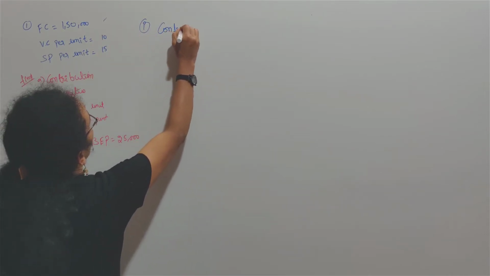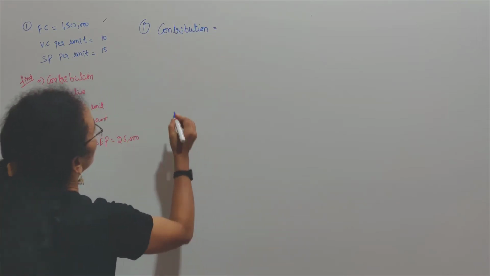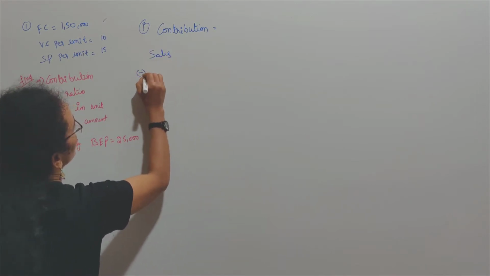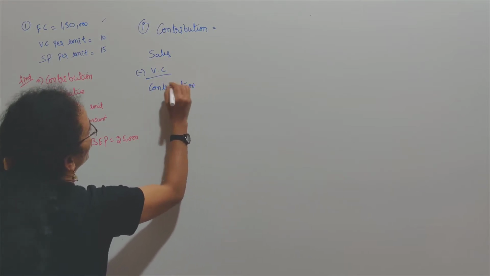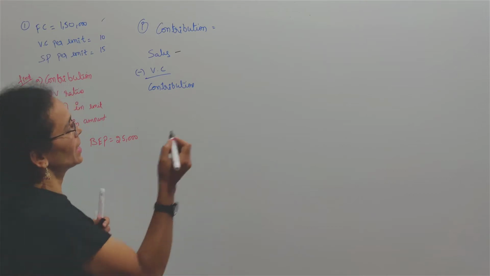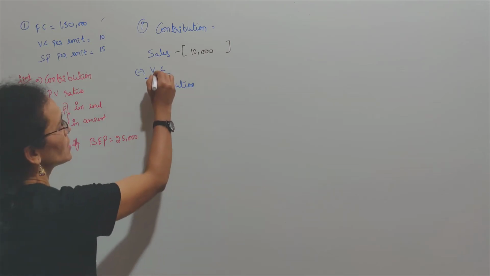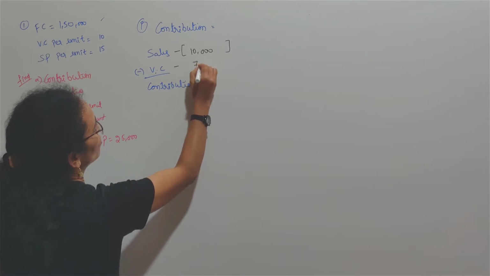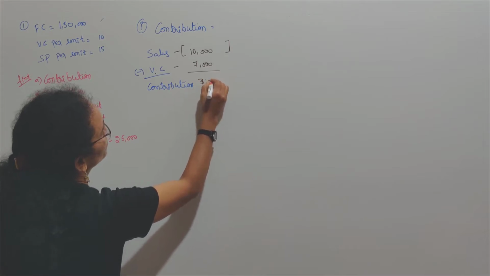First one is contribution. Let's understand the concept first. Sales minus variable cost is contribution. Sales is the amount you recover by selling the product. Take the example, sale amount is 10,000 rupees, and variable cost is the cost you have incurred to manufacture one pen, say 7,000 rupees. So the contribution will become 3,000 rupees.